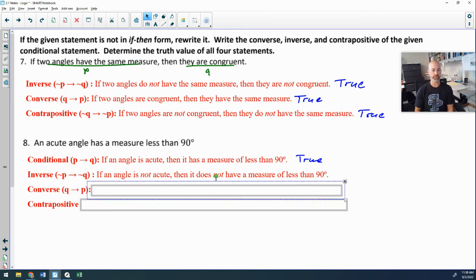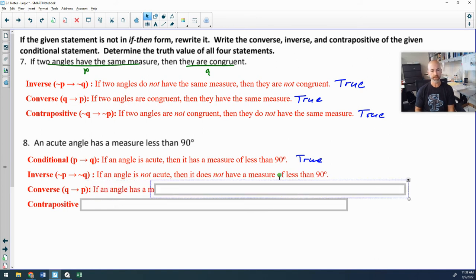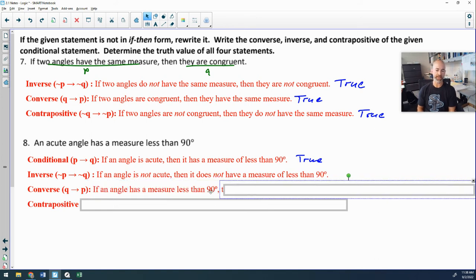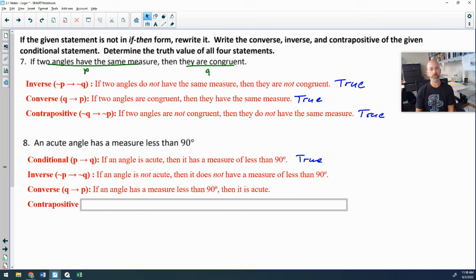The converse, you flip the order of the Q and the P. So now we flip the conclusion and the hypothesis. So now, if an angle has a measure less than 90 degrees, so I flipped it, I put the second part first: if an angle has a measure less than 90 degrees, then the angle is acute. That is a true statement.